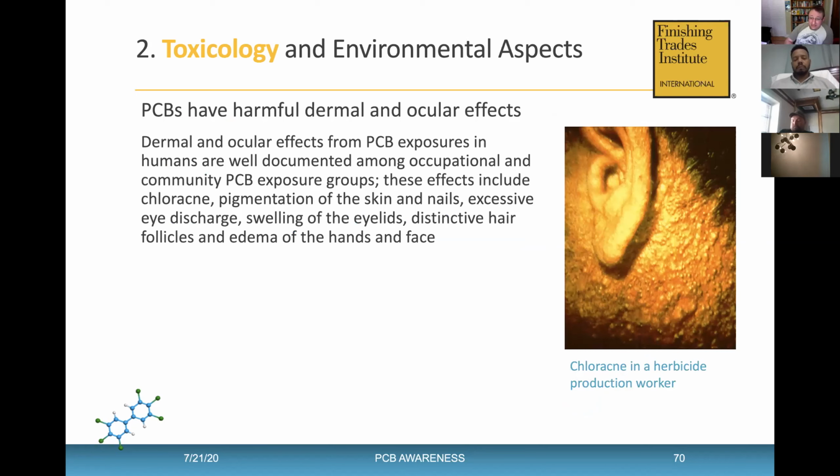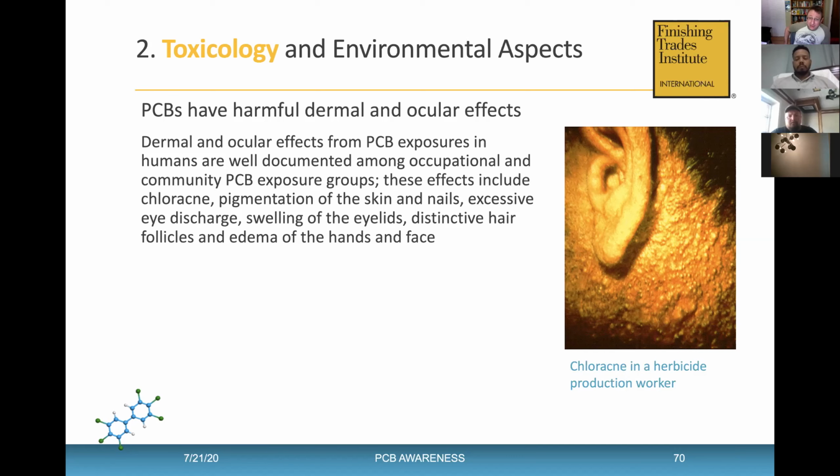I'm going to thank Dan Penske Jr. for this. He threw this picture of chloracne in here. I tried to avoid it. I had the slide up, but with no photos.